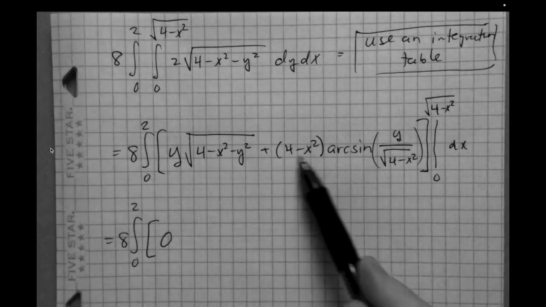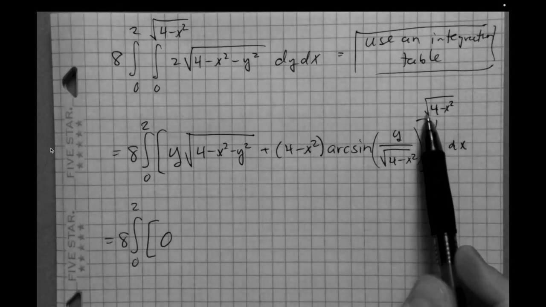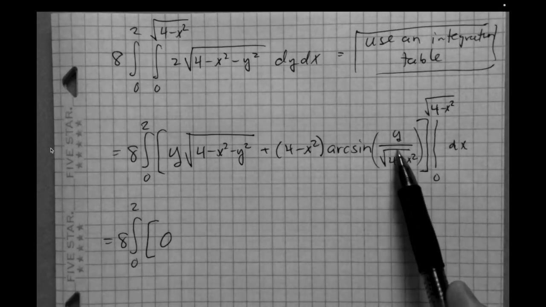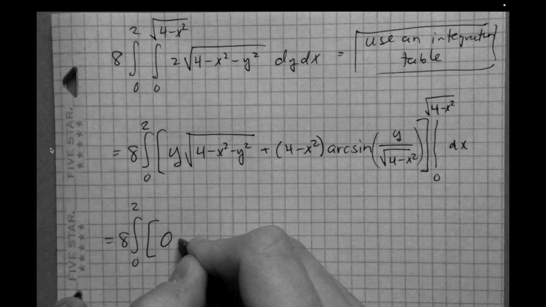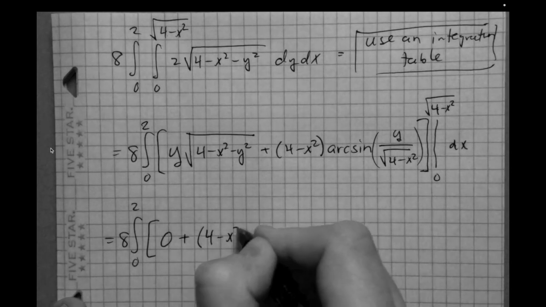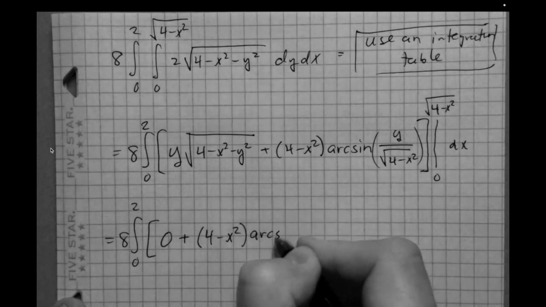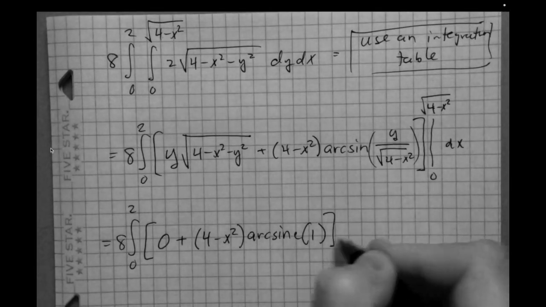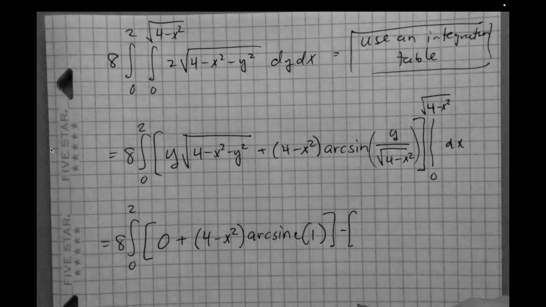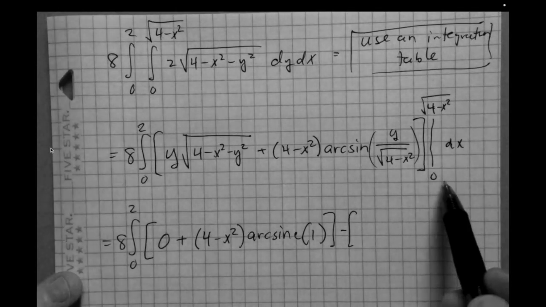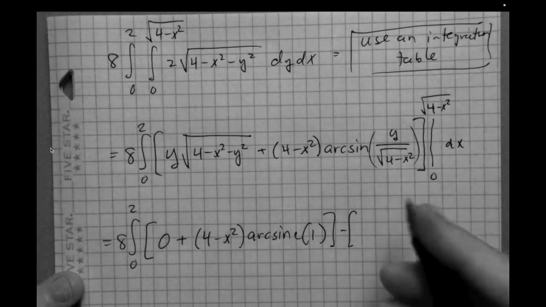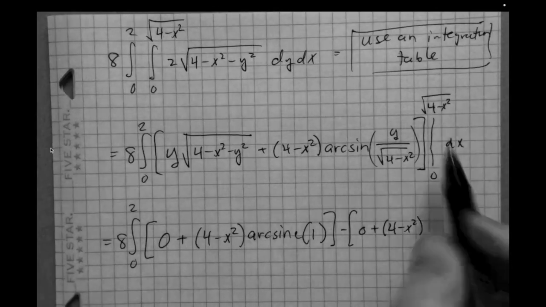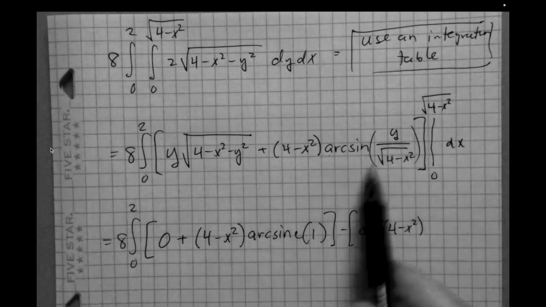Now this piece here, I get 4 minus x squared, and what happens when I plug in the square root of 4 minus x squared for y here? I just get arc sine of 1. Right, so what I end up with here is plus 4 minus x squared times the arc sine of 1. Okay, and then I've got to subtract the other side. And when I plug in zeros, I get a 0 here. So that'll be 0 plus 4 minus x squared. And then this will be arc sine of 0.